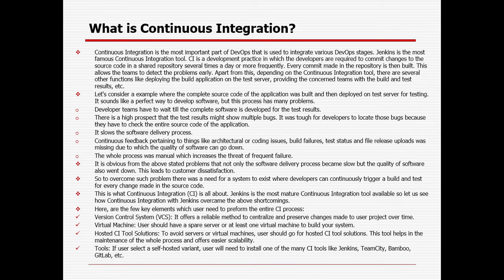Every commit made in the repository is then built. This allows the team to detect problems early. Through CI, multiple developers can work parallelly with the CI repository. They can commit their code multiple times a day or more frequently. Once they commit their code, it immediately triggers a build. In case of build failure, it will notify the developer. In case of success, it will notify the testers, and the testing team will do the testing and also publish the result back, notifying the developer. That's why it detects problems early.